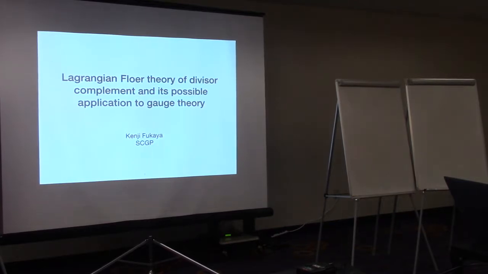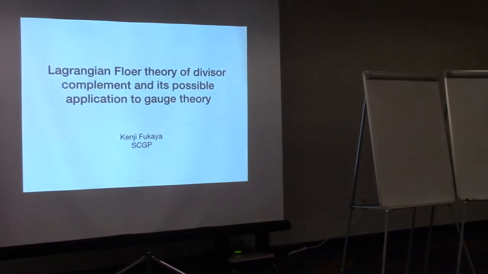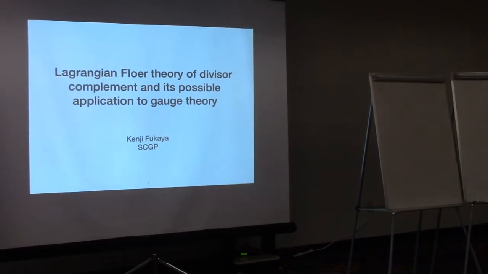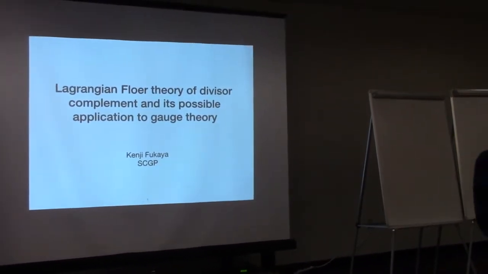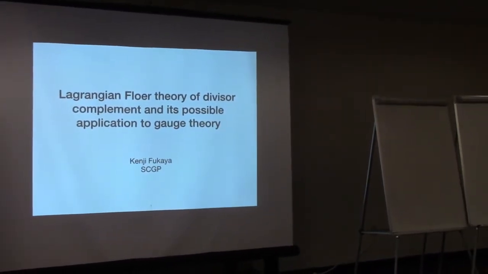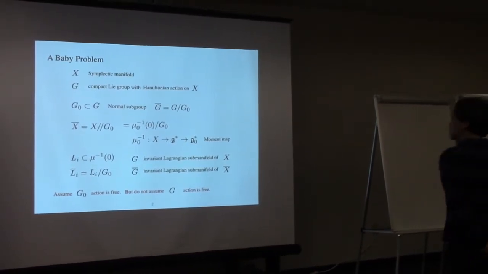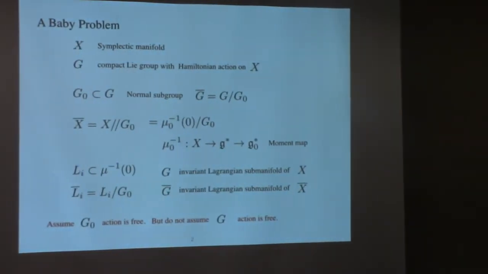So, something I want to talk about is a bit different from the mainstream of this conference because it's more related to gauge theory than mirror symmetry. But I think Floer homology of divisor complement should be related to mirror symmetry. But my interest is a bit away from the interest of the mainstream of the people. Okay. Now, I want to explain one baby version of the problem I am really interested in. So the situation is the following.